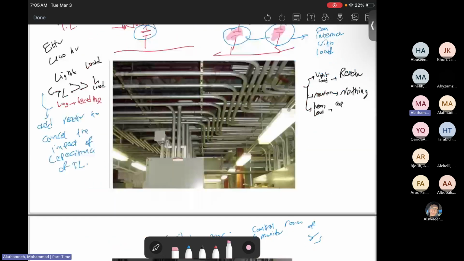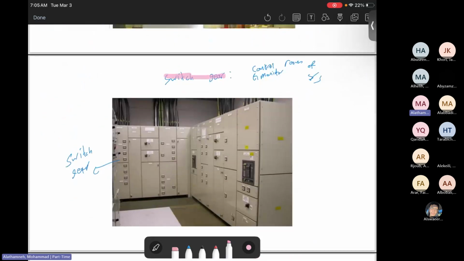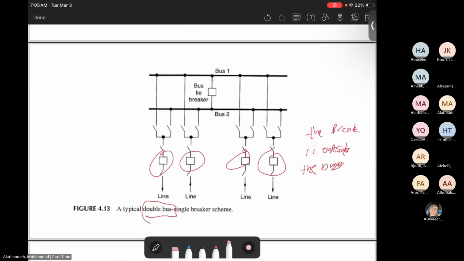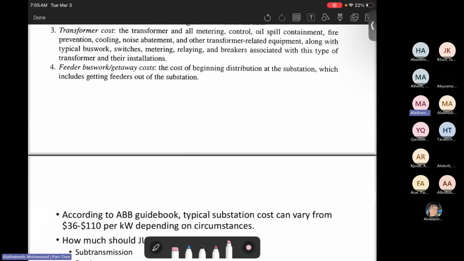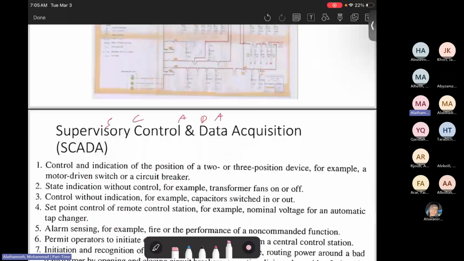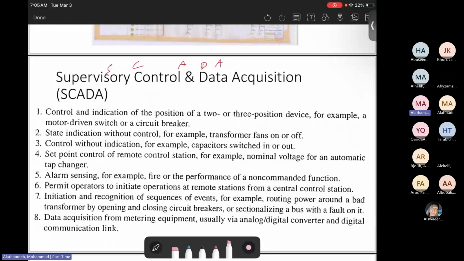And I mentioned also the switchgear. We are using the switchgear to control and monitor, and we are using the CT and VT for measurements. Now we need to transmit this data to the control room. For example, in Jordan, the control room is in Amman, Al-Mgabarin. So we need to move this data there.